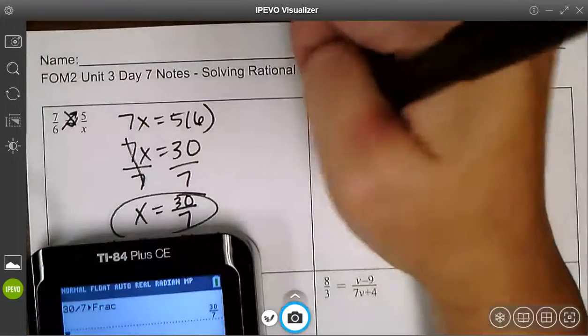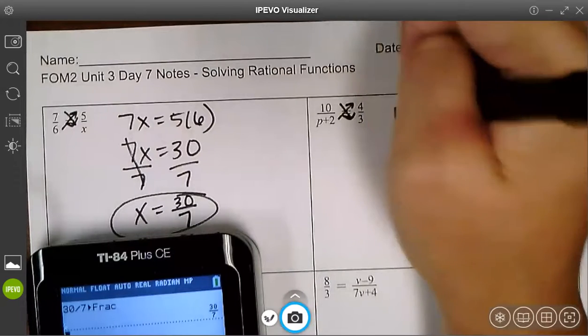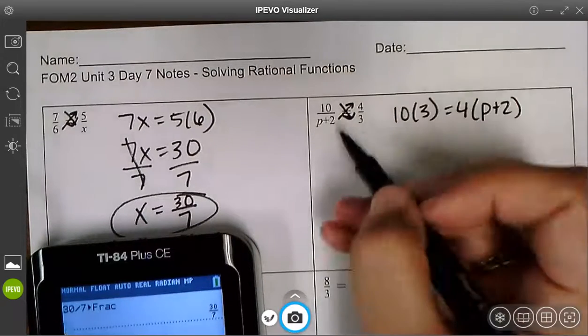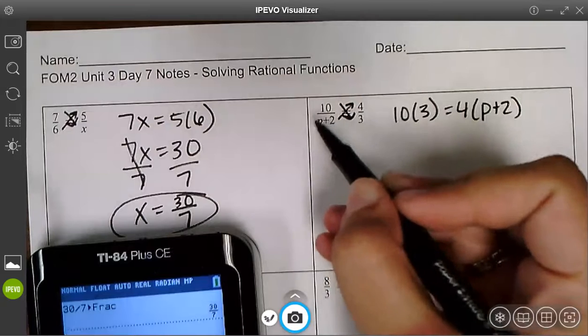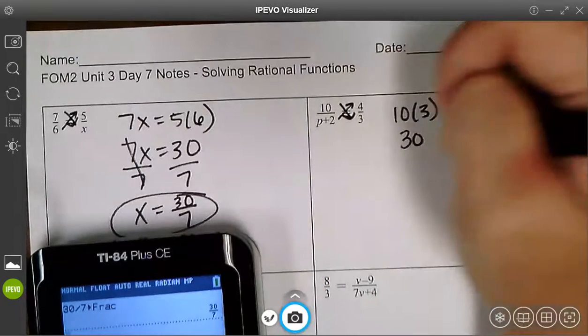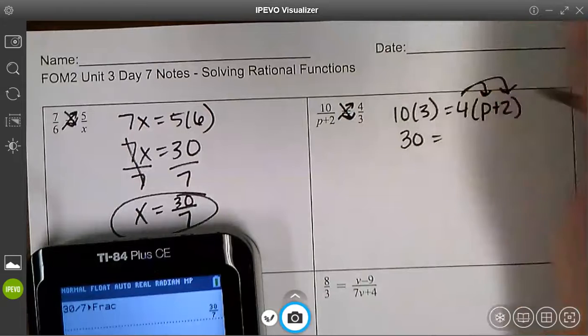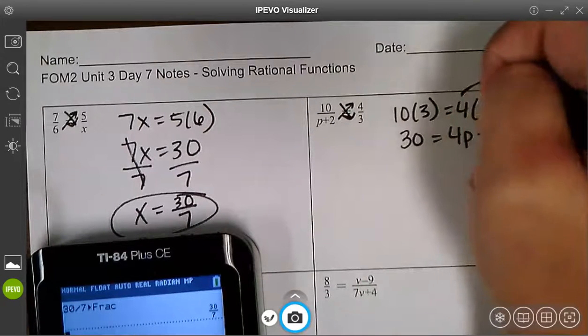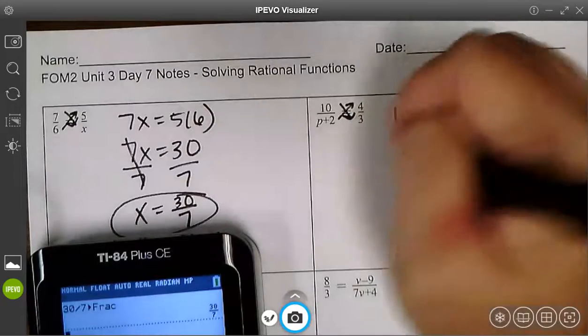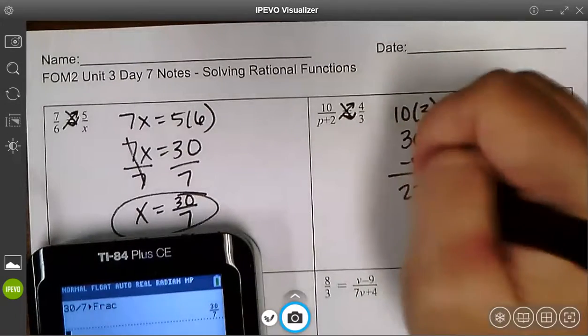The next one, again, I'm cross multiplying, so I have 10 times 3 equals 4 times p plus 2. Anytime there's more than one thing in your numerator or denominator, you need to put parentheses around it. So on this side we have 30. On this side we're distributing 4p plus 8. Subtract 8 from both sides. 22 equals 4p.